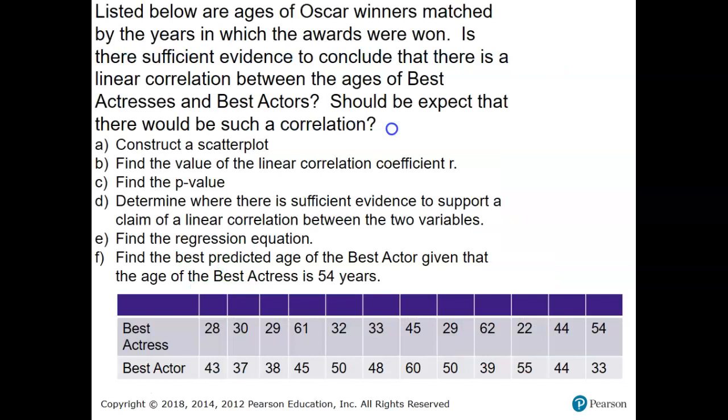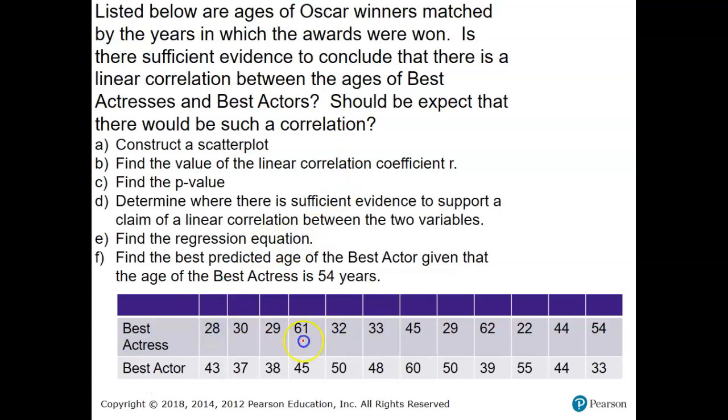Okay, so looking at this one, again, if you feel comfortable approaching it, go ahead and try it and then check your answers. If not, stay with me as we go through this. So here we've got listed below are the ages of Oscar winners matched by the years in which the awards were won. Is there sufficient evidence to conclude that there is a linear correlation between the ages of best actresses and best actors? Okay, so first thing, construct a scatter plot.